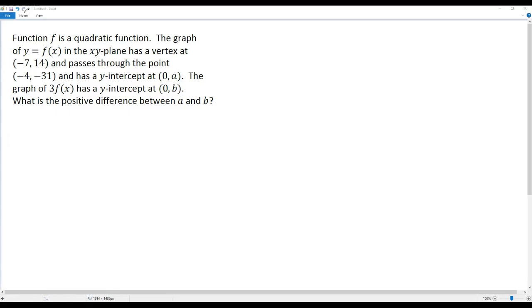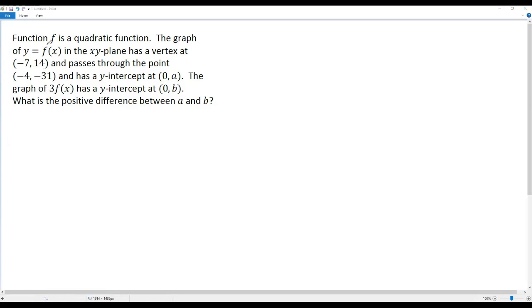Function f is a quadratic function. The graph of y equals f of x in the xy-plane has a vertex at (-7, 14), passes through the point (-4, -31), and has a y-intercept at (0, a). The graph of 3 times f of x has a y-intercept at (0, b). What is the positive difference between a and b?